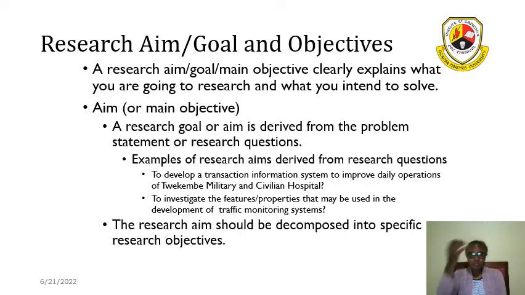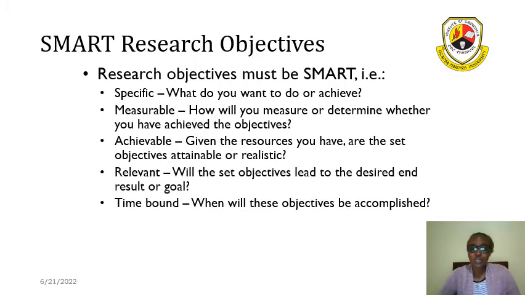Okay? So here we have an example of developing a transaction information system to improve daily operations at Twenkebe Military and Civilian Hospital. So that could be a generic objective. You can think about sub-objectives based on the example I gave you in the problem formulation video, but we're also going to have some more discussion on that.